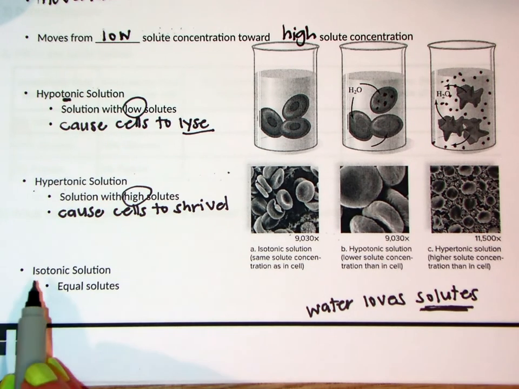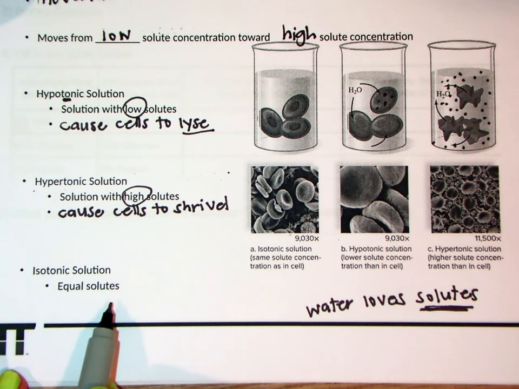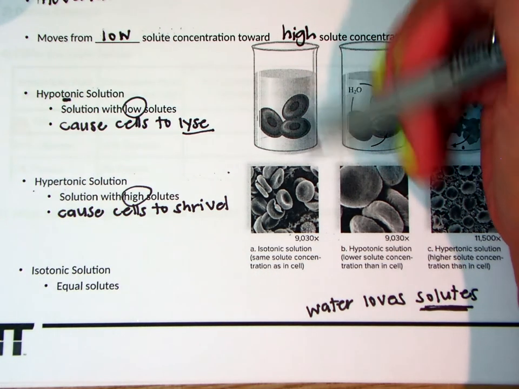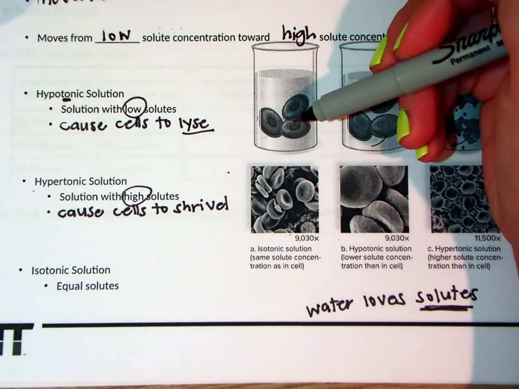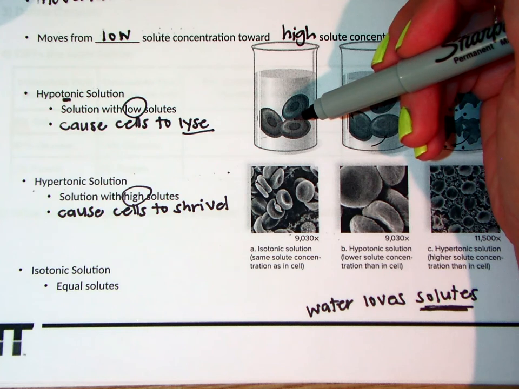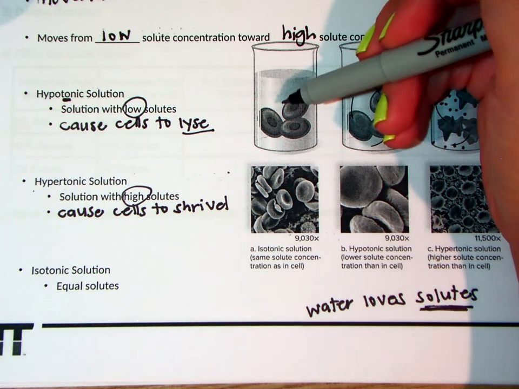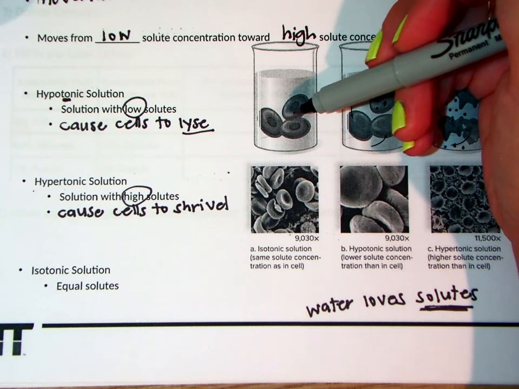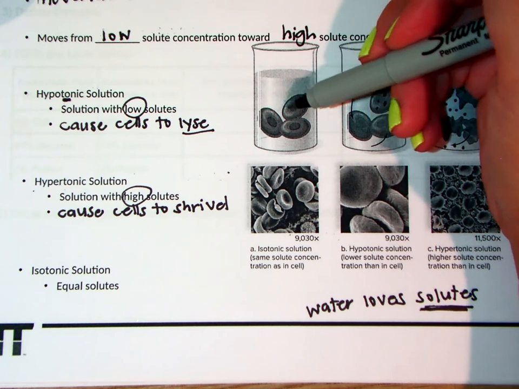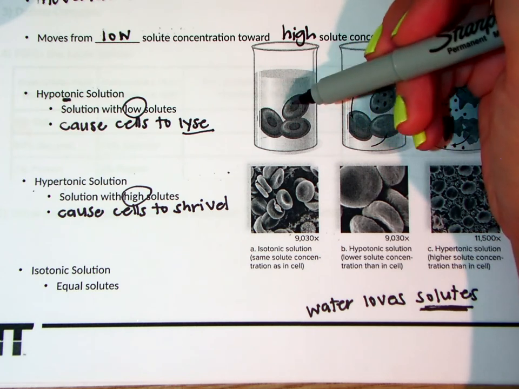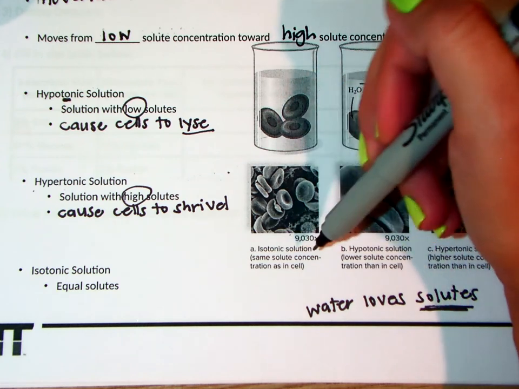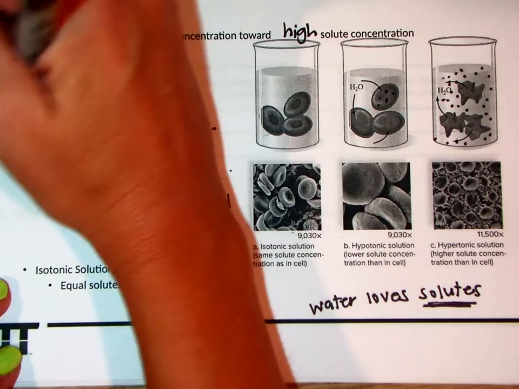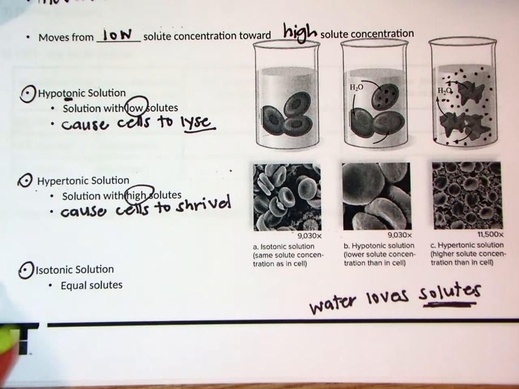And then last of all, we have an isotonic solution, and this is when the solutes are equal. So in this case, water is still moving back and forth between the solution and the cells, but there's no net movement. So it's just kind of in equilibrium. And so this is where your cells like to be, in isotonic solutions. They are happy. There's no net water coming into the cell or out of the cell. There's just equal motion of water in and out of the cell, and that's where your cells will stay how they need to stay. So these three terms are very important. So I'm going to circle them.